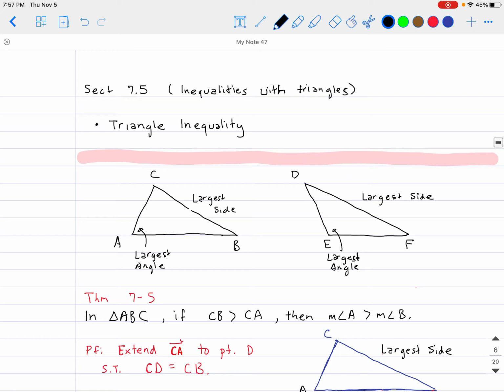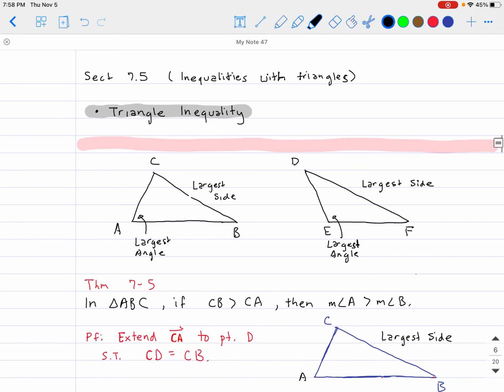So this entire chapter has been dedicated so far to inequalities with triangles. Now we're going to look at some theorems that might be of interest to you when it comes to triangles, and also with the sides and the angles. So here we go. Let's start this off. As we said, we're going to be looking at triangle inequalities.